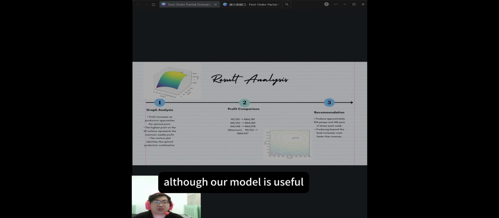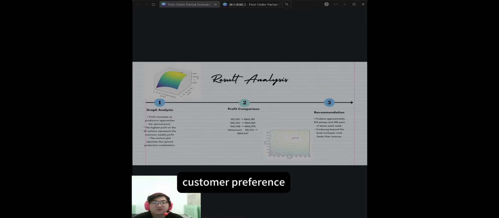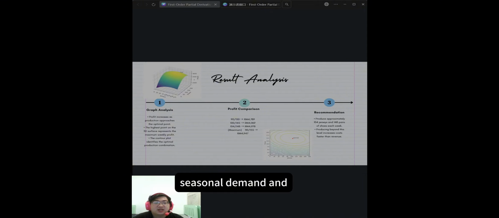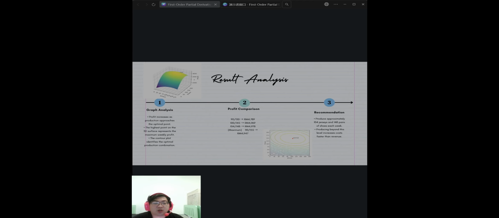Although our model is useful, it still has some limitations. For example, we assume that market demand, production costs, and selling price remain constant. In reality, these factors may change due to competition, customer preference, or economic conditions. In future work, more variables such as labor costs, seasonal demand, and inventory management could be included to make the model more realistic and accurate.